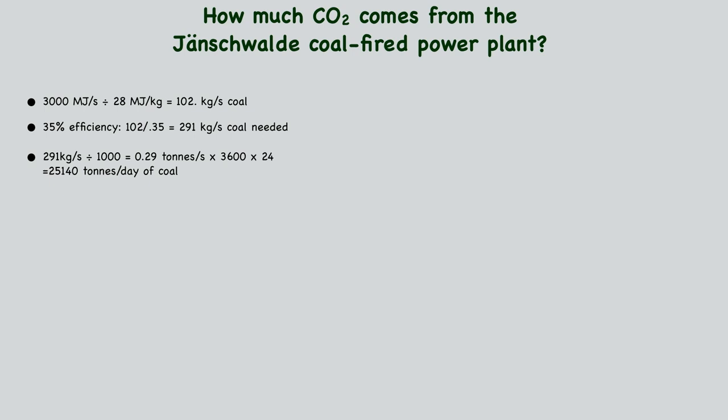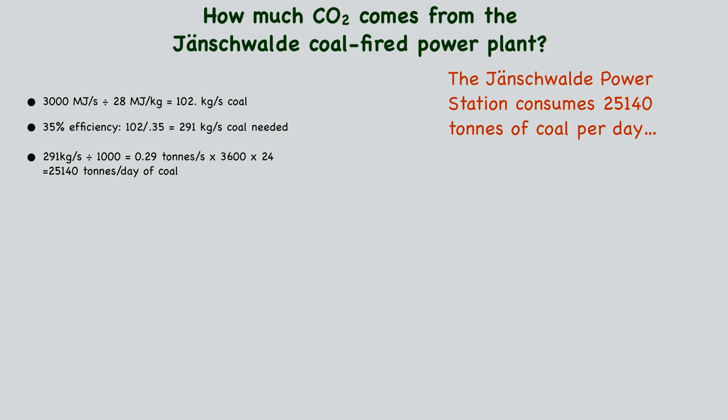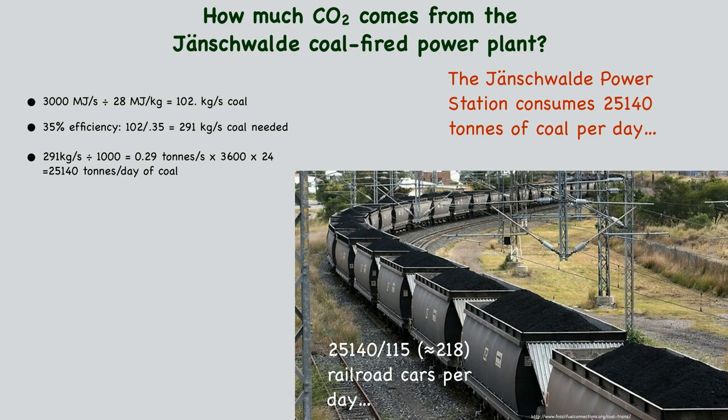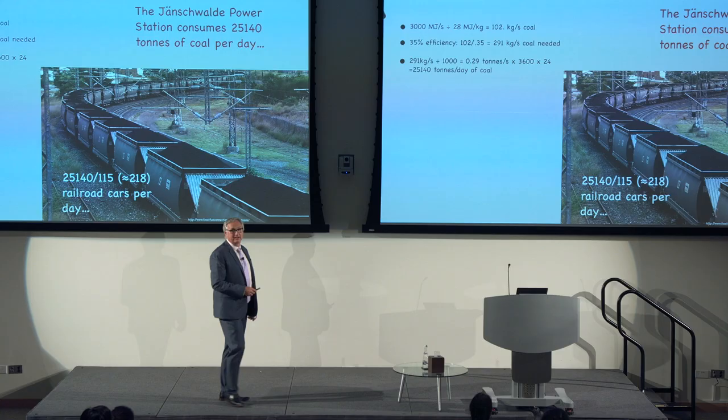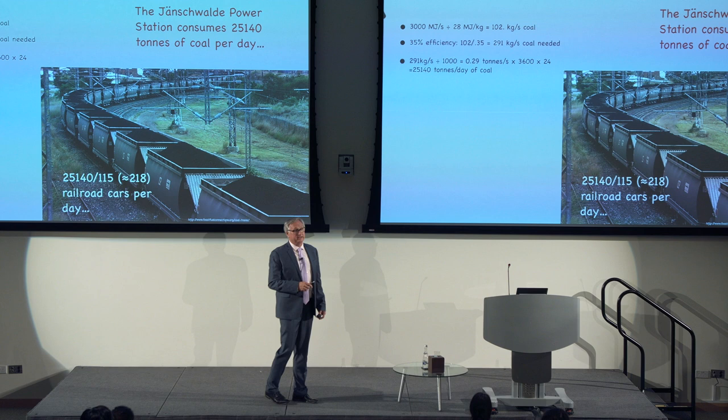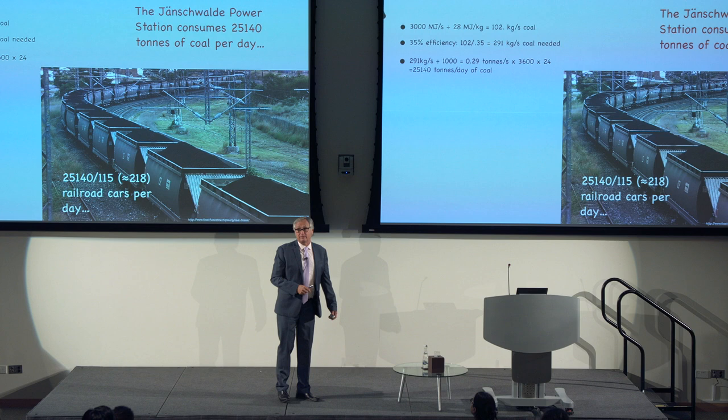It's 35% efficient. You figure out a few factors and you get 25,000 tons per day of coal is consumed by the Jenschwalder power plant. So that's a big number to try and get a handle on. So that's about 218 railroad cars full of coal per day at one coal-fired power plant in Germany. So now you're going to ask, well, how much CO2 comes from 25,000 tons of coal?